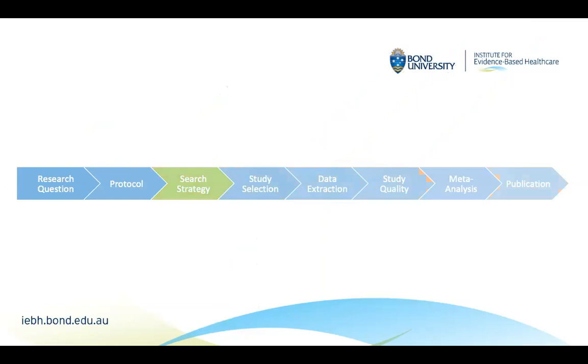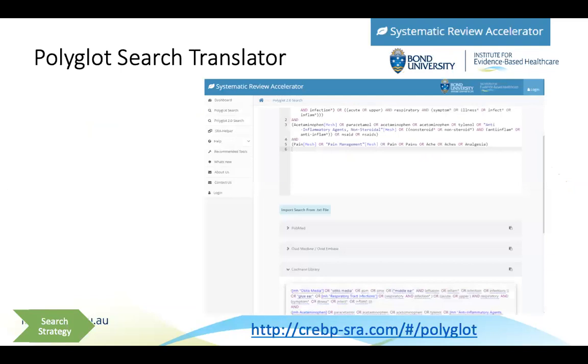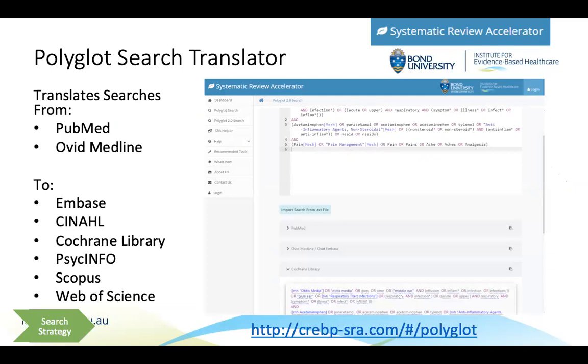So, first up, the search strategy. At this stage, you often have to search not just PubMed or CINAHL or your database of choice, but for a systematic review to gain all of the evidence on a specific topic, you usually search multiple databases. And not all databases are created equal. There are different kinds of syntaxes and different rules and regulations for searching each of those databases, which is a pain.